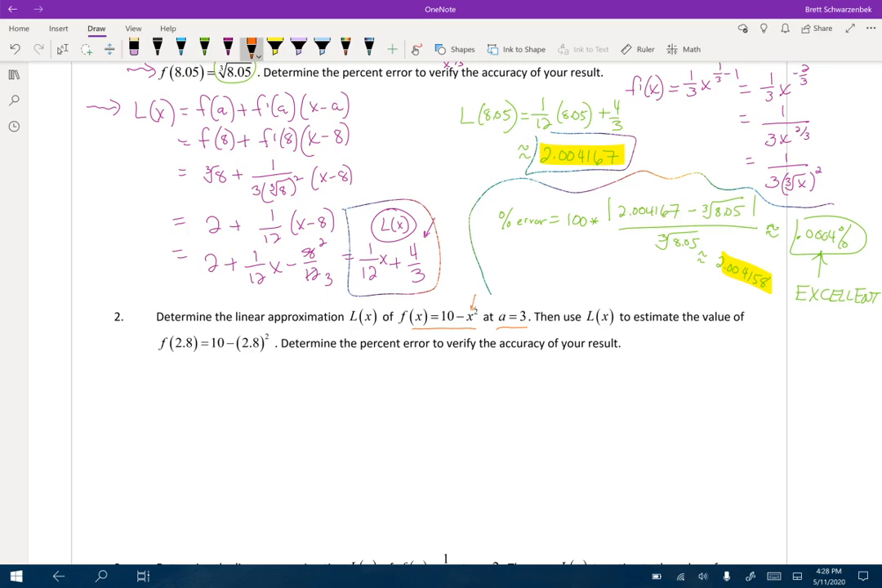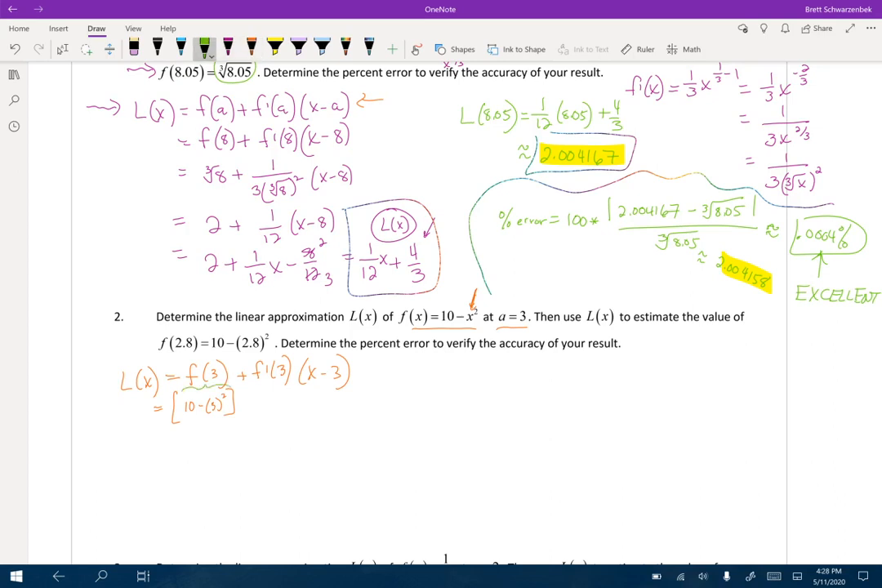So again, what do we do? We go to our equation. L of x is equal to f of a. So let's throw in our a's. We'll skip this step, basically, and go right to the second one: f of 3 plus f prime of 3 times x minus 3. All right, so what does that look like? Well, f of 3 would be plugging 3 in here. So let's write that out. I'll put it in square brackets so it's clearly defined. So that's going to be this, right?